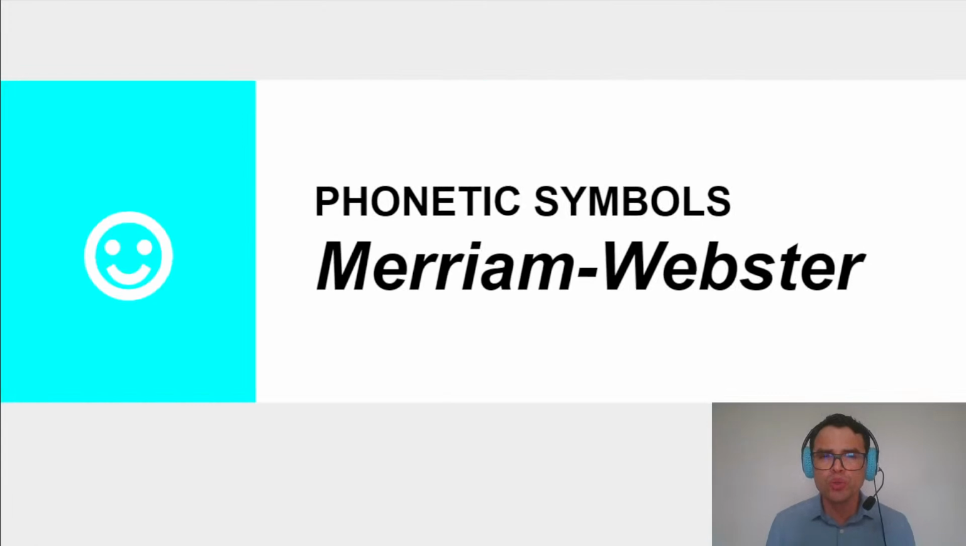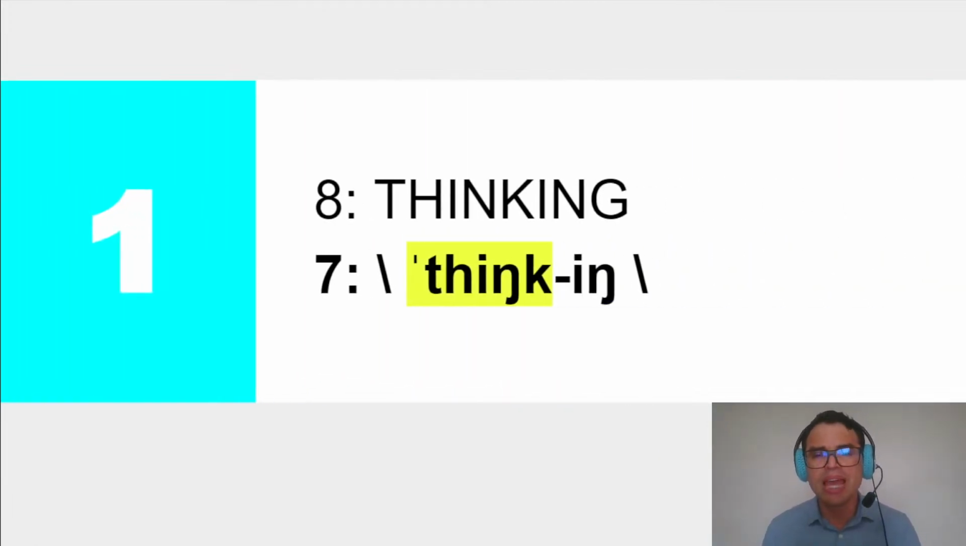We're going to use phonetic symbols taken from the Merriam-Webster dictionary. How do you pronounce this word? Eight letters, seven sounds. You divide the word in two syllables. The first syllable is the stressed syllable, and in the first syllable you have a weak I. Think, think, think. And for ing you have in.